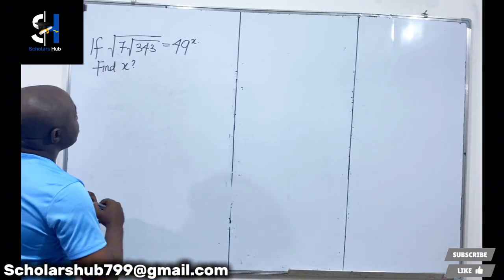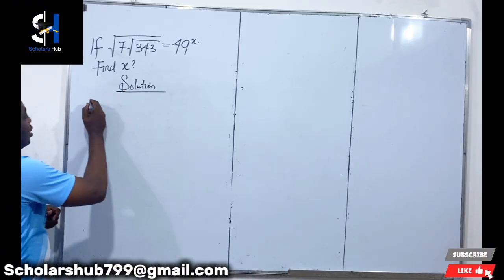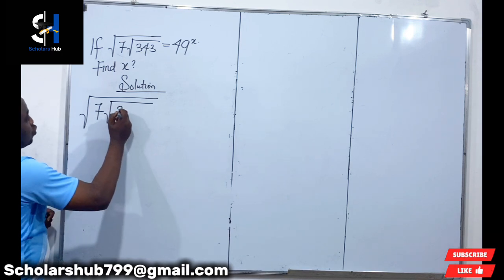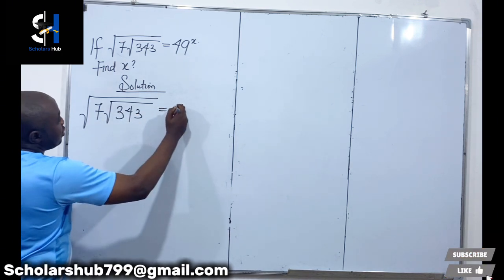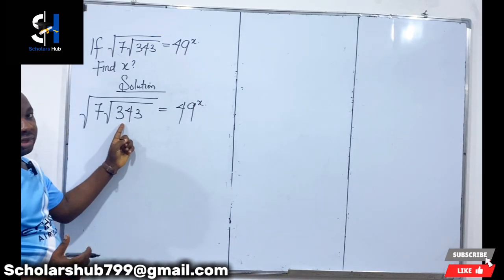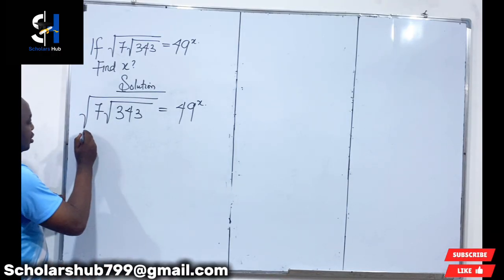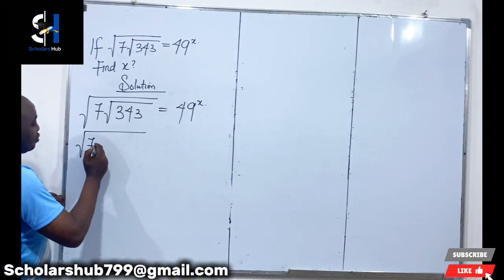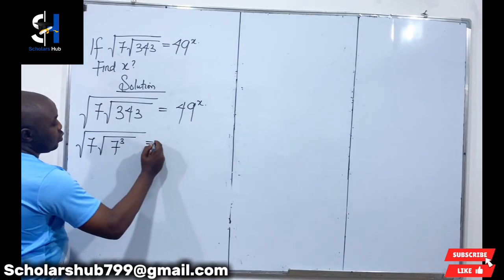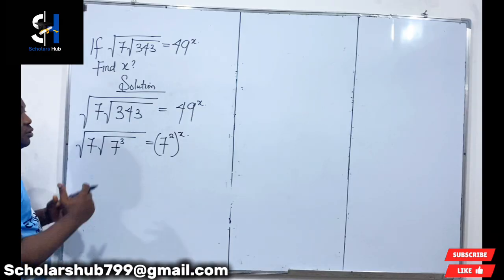Okay, so what I'll do in this case, because we are given radical 7 multiplied by root 343 equals 49 raised to the power of x, I'll first write this in terms of base 7 and also write this in terms of base 7. So this will be radical 7 multiplied by root 7 raised to the power of 3 equals 7 raised to the power of 2, which is 49, then raised to the x.